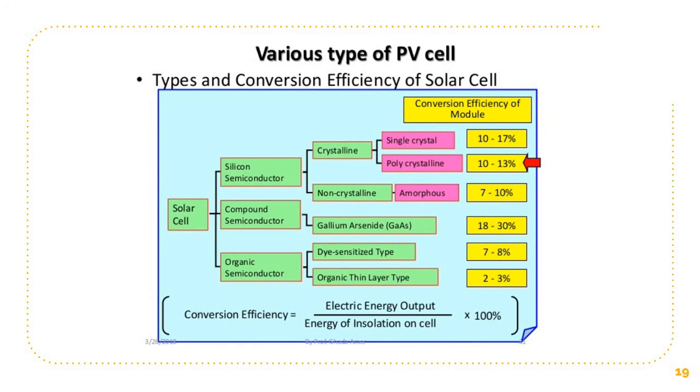This is a comparison of various types of PV cells and their conversion efficiency. You can see that the crystalline structure has efficiencies ranging between 10 to 17%, whereas gallium arsenide has efficiencies up to 30%. The conversion efficiency formula is electric energy output divided by energy of insolation on the cell, times 100%.